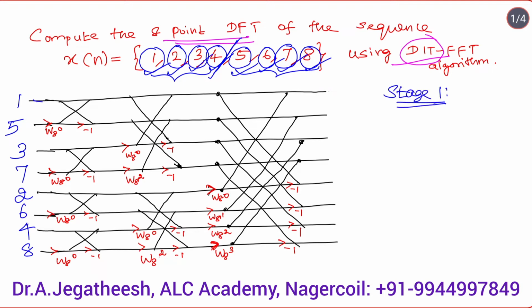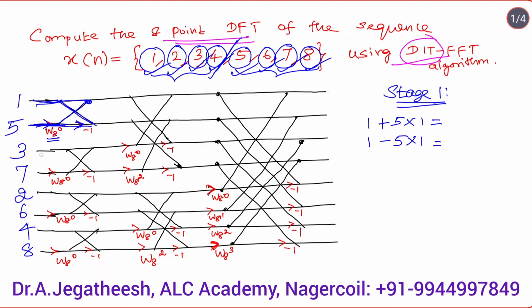Here you have 1, here you have 5, multiply with the twiddle factor 1 and then added. So 1 plus 5 into twiddle factor is 1. Next, here 1 will come, here 5 into 1 multiply with minus 1. So on the way you have a minus, so 1 minus 5 into 1.